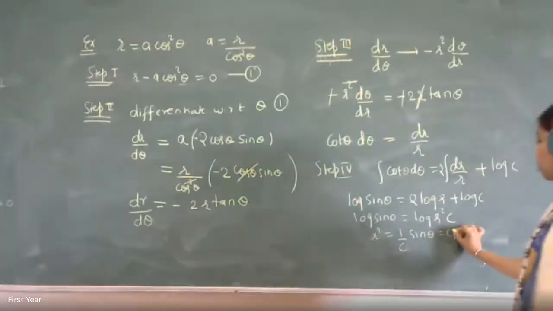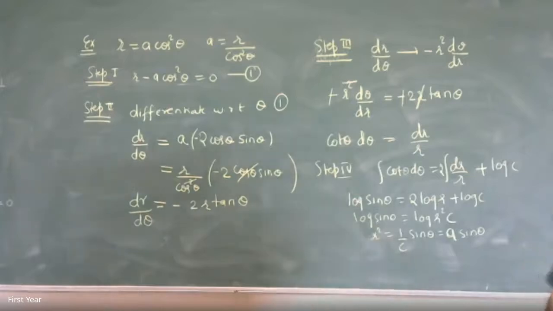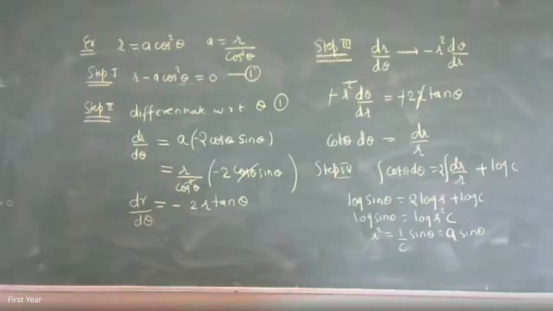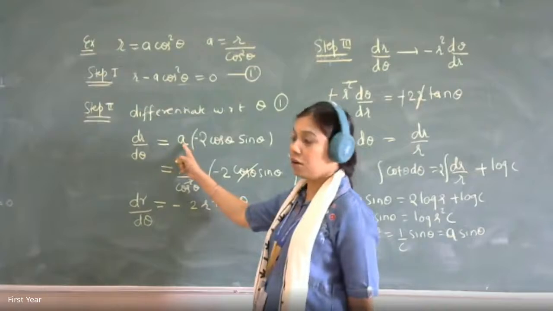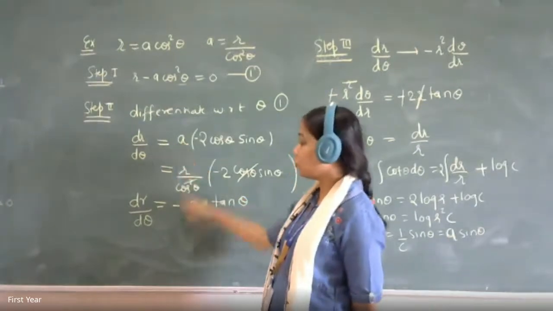Ma'am, can we put a as it is in the differential equation? You can, in the final orthogonal trajectory. 1 by c you can write as a, not a problem, because in the options, r square is equal to a sin theta will be there. And ma'am, while solving the differential equation, do we have to substitute a always? Always, because you have to eliminate the arbitrary constant. If you keep it here, then you have not eliminated the arbitrary constant, so the equation will be wrong.